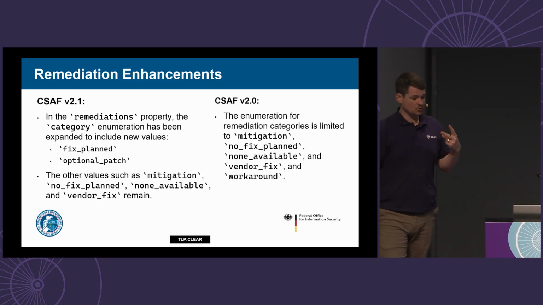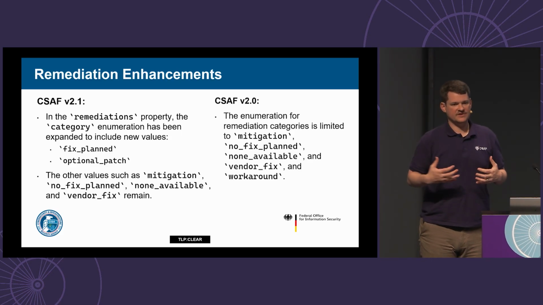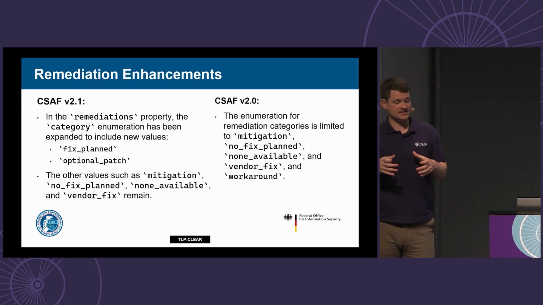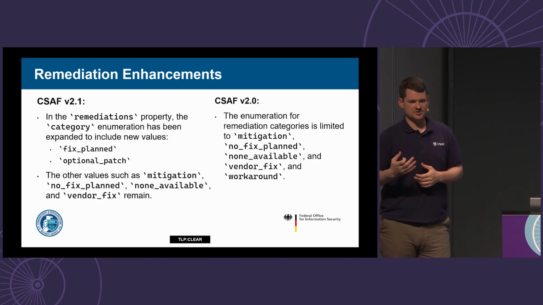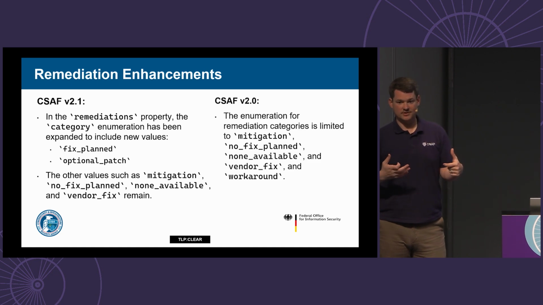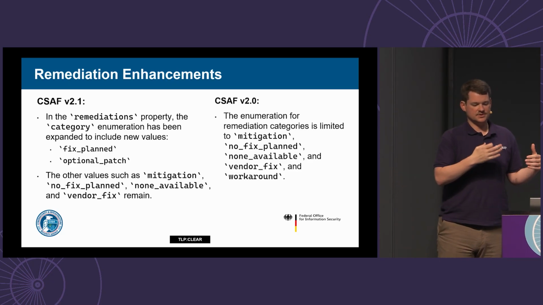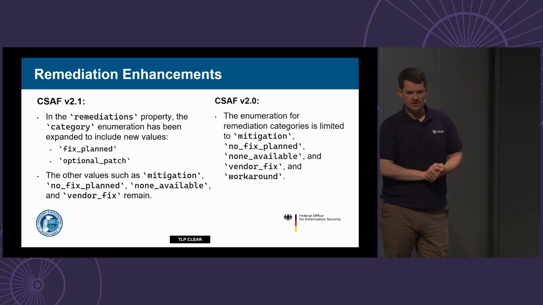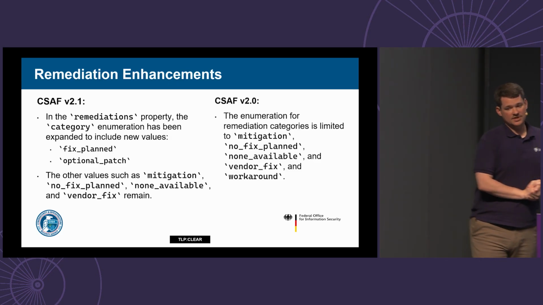And then we've added two new categories to the remediation section. One of those is fixed planned. Feedback from the community. You can see the old categories, which are still present in version 2.1. Vendors wanted the ability to let their customers know that even though currently there may not be a fix available, there is one being worked on. There is one planned. Prior, in version 2.0, you could only list none available until you did have a fix. Now you're able to communicate to your customers more effectively that you do have a fix planned and that it is coming.